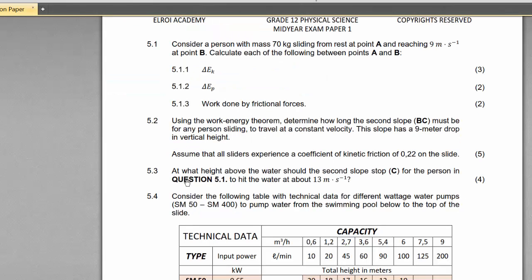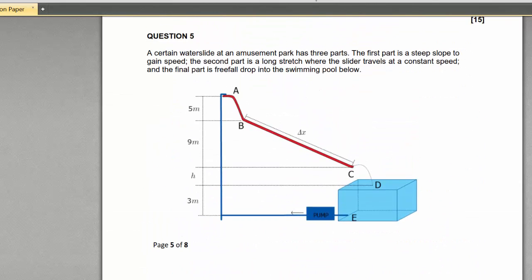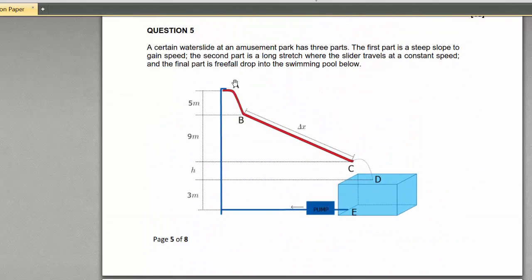Next question. At what height above the water should the second slope stop, in other words point C, for the person in question 5.1, that's this 70 kilogram person reaching 9 meters per second at point B, for the person at point C to hit the water at 13 meters per second. So this 70 kilogram person slides down. At point B, he starts traveling at 9 meters per second at a constant velocity, reaches point C, and then shoots through the air and hits the water.